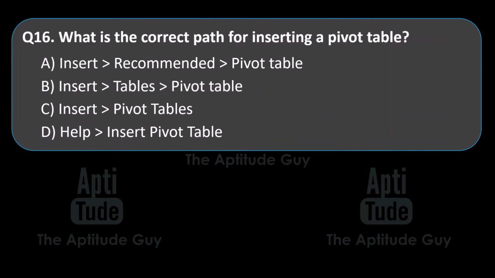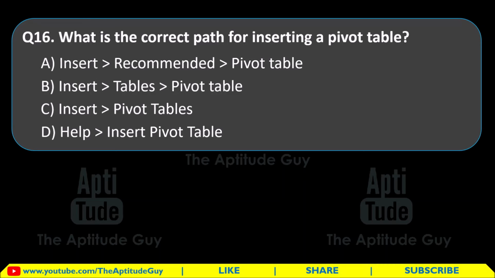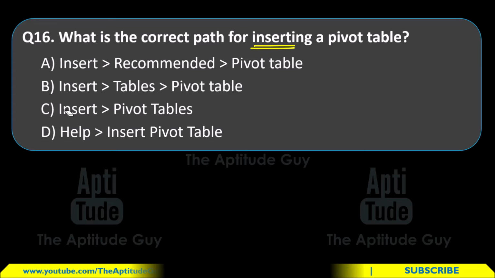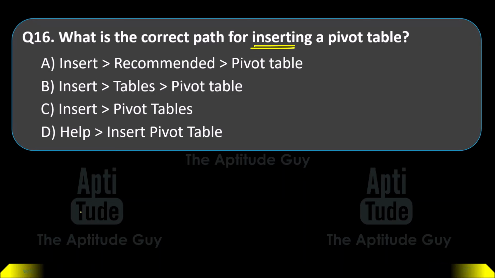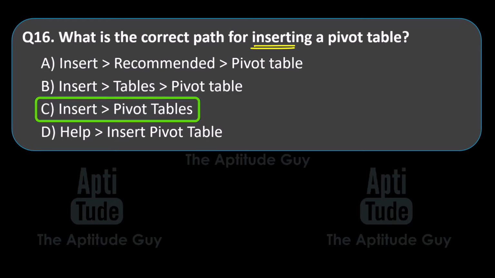Question number 16. What is the correct path for inserting a pivot table? Where are pivot tables? The answer is actually in the question itself: Insert. Now, the problem here is there are three options which start with Insert. What do you think is the correct answer? The correct answer is option C, Insert and then Pivot Tables.